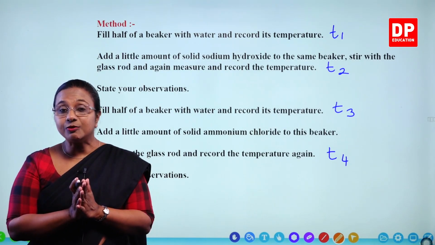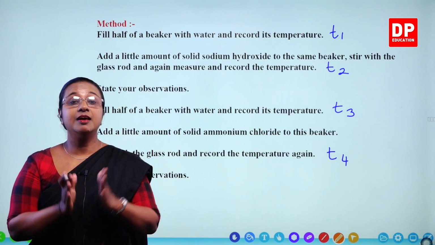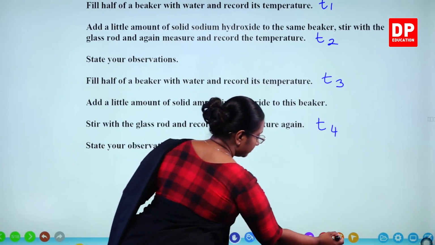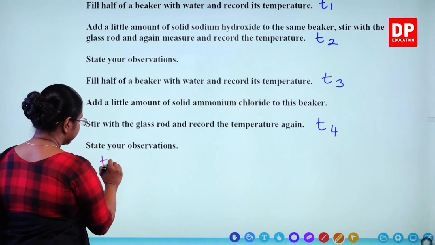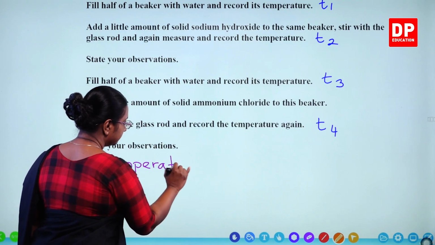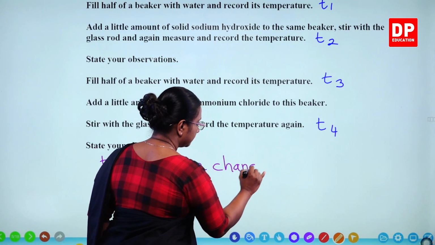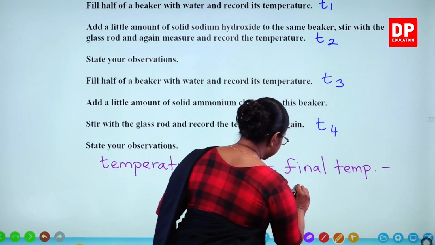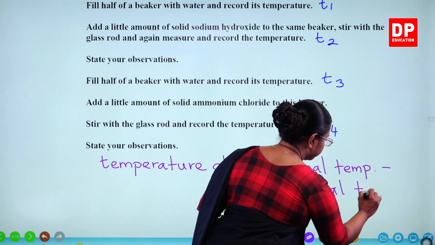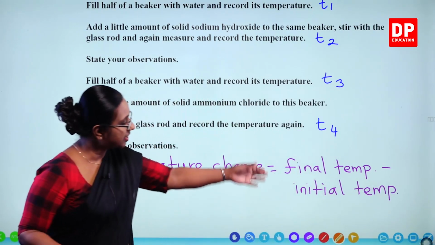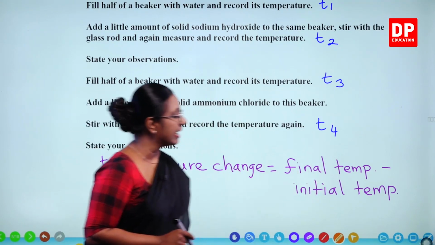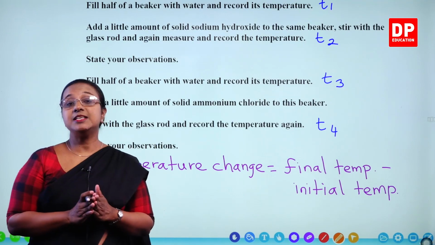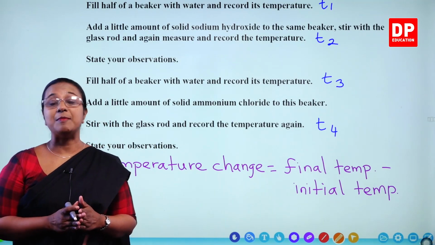And always, when we calculate the change, we subtract the initial temperature from the final temperature. That is important. So here always the temperature change is going to be final temperature minus initial temperature. Here, instead of temperature, I have written it as TEMP. So, always final minus initial temperature. That's the change that we are going to observe. So, now that you know the procedure of the activity, it's a very simple one. Let's go to the lab and do this activity.